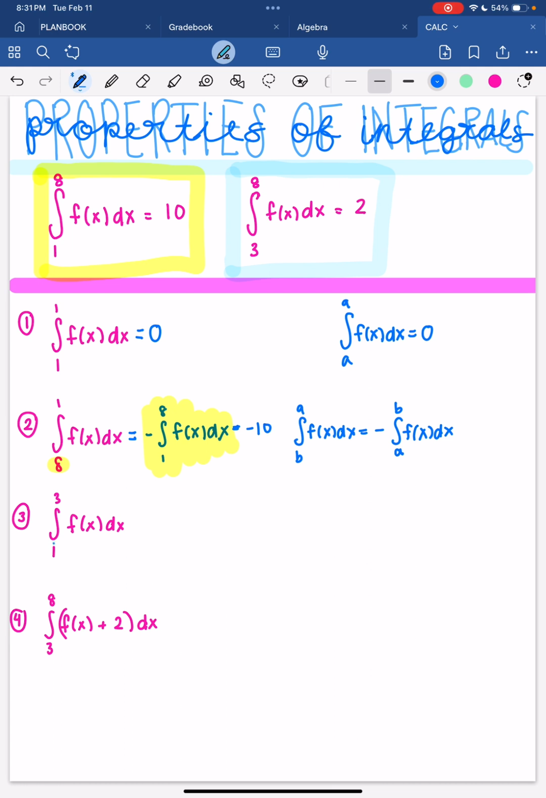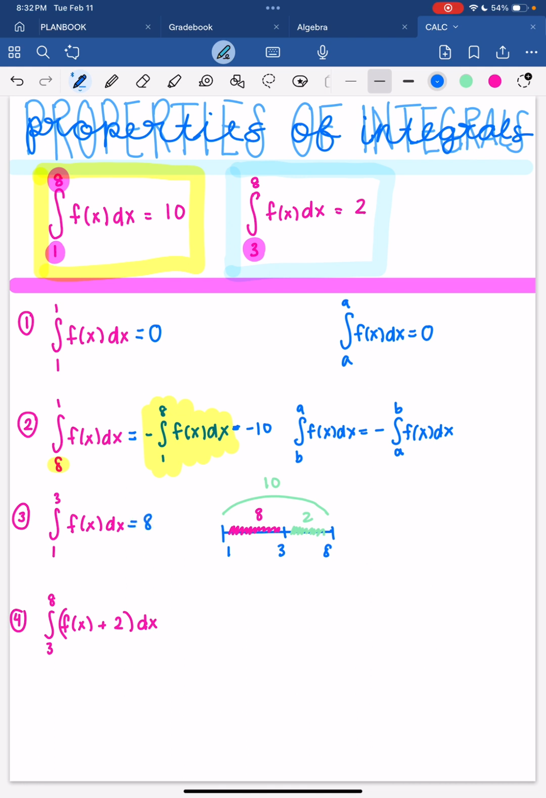All right, number 3. This is how I like to teach this one. If you notice the 3 integrals that I gave you, there's 1, there's 8, and there's 3. We're going to make a number line and put those numbers on it in numerical order: 1, 3, and 8. The integral is the area under the curve. From 1 to 8, the entire area under the curve is 10. And from 3 to 8, the area is 2. So this part that I'm highlighting in pink needs to be 8, because 8 plus 2 is 10. So the integral from 1 to 3 is just going to be 8.